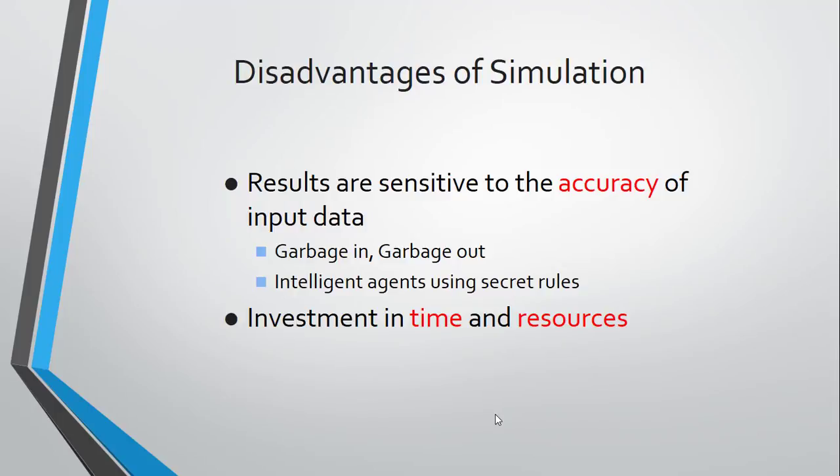Right? But there are disadvantages. One of them is that the results are sensitive to the accuracy of the input data. If your input data is not that accurate, not that good, you can't get good results. You've heard about the GIGO principle, garbage in, garbage out. Intelligent agents using secret rules. And investment in time and resources. You need some time and resources, money to run the simulation.